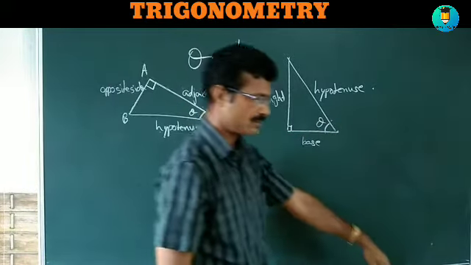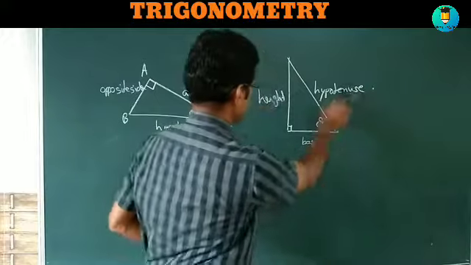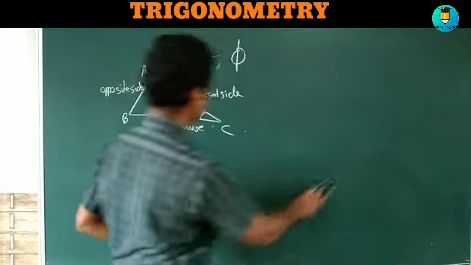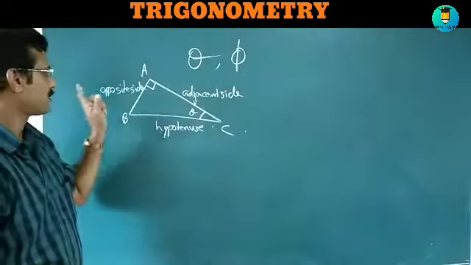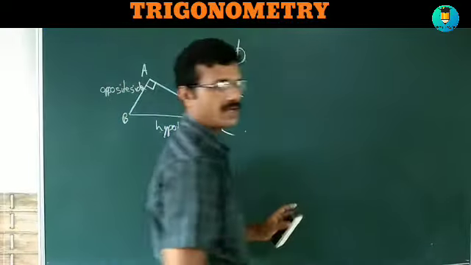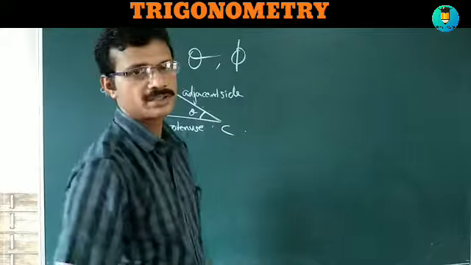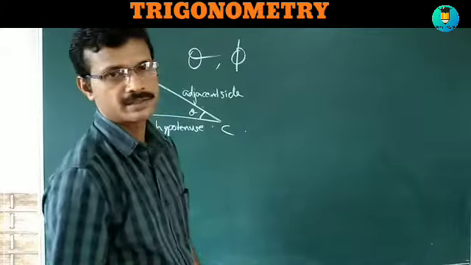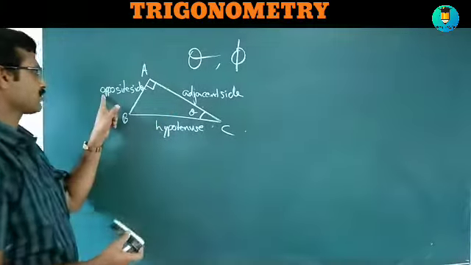That is the side opposite to 90 degrees, hypotenuse. So this convention I am going to use in this topic, that is opposite side, adjacent side, and hypotenuse. So whatever be the triangle, in this way if you do it, it is easy for you to handle it. Okay. So these are the notations I am going to use.